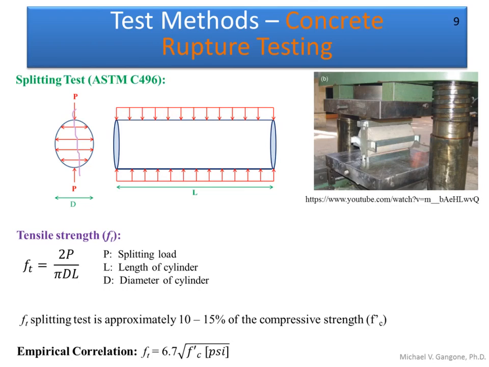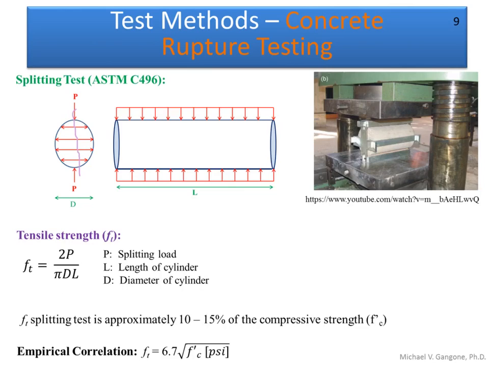Okay, so that's the effect that you'll see with a splitting test, and you can calculate the tensile strength of the concrete using a pre-developed formula that you see here. And again, this is not given in the FE manual, so you probably won't be asked to calculate it. But this is, in general, the formula that you would need to calculate the tensile strength using the splitting method.